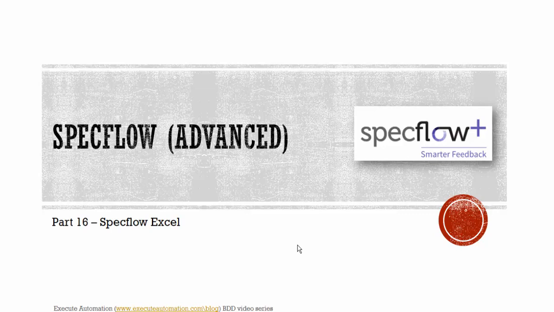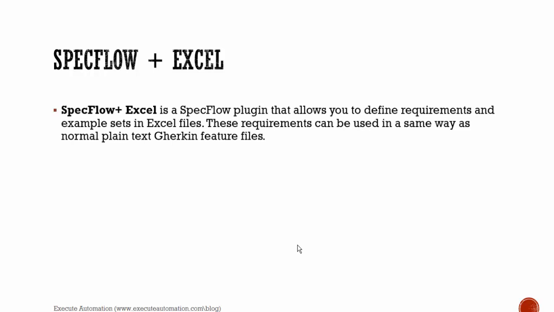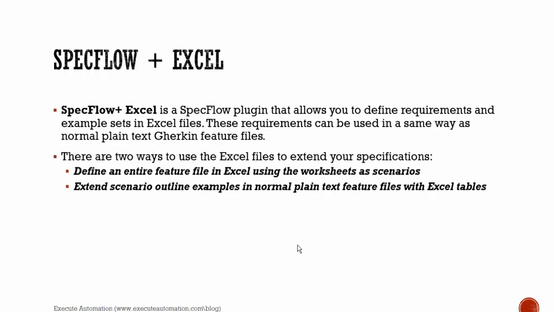And in this part, we'll be talking about Specflow Excel. Specflow Excel is a Specflow plugin that allows you to define requirements and example sets in Excel files. These requirements can be used in the same way a normal plain text Gherkin feature files can be used. So there are two ways to use the Excel files to extend your specifications.